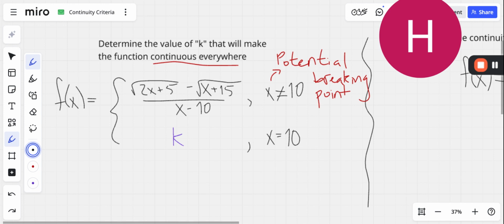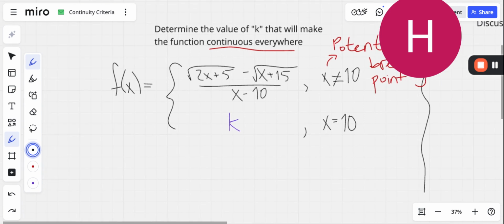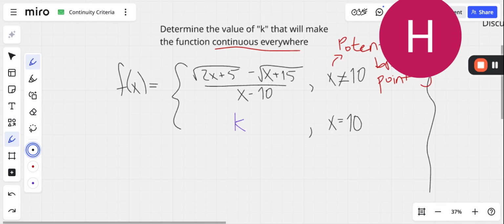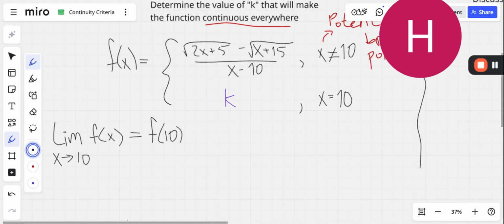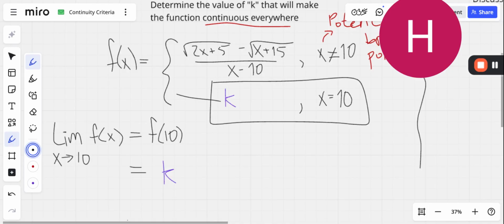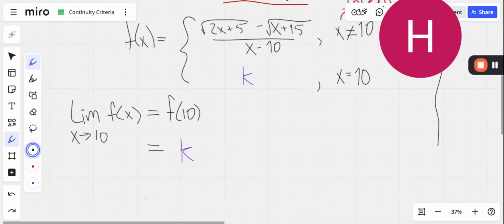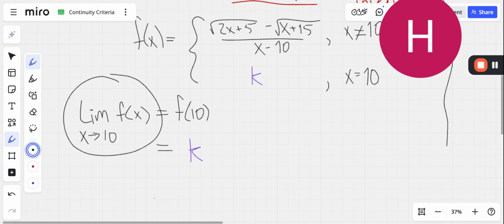So how do we make this continuous? Well, remember that the criteria for continuity are that the limit exists. So we need the limit as x goes to 10 to exist. And not only do we need it to exist, we need it to be equal to f of 10. Well, f of 10 is k, according to this definition. The value of the function is k when x equals 10. So we have to be able to determine this limit and then just set it equal to k.